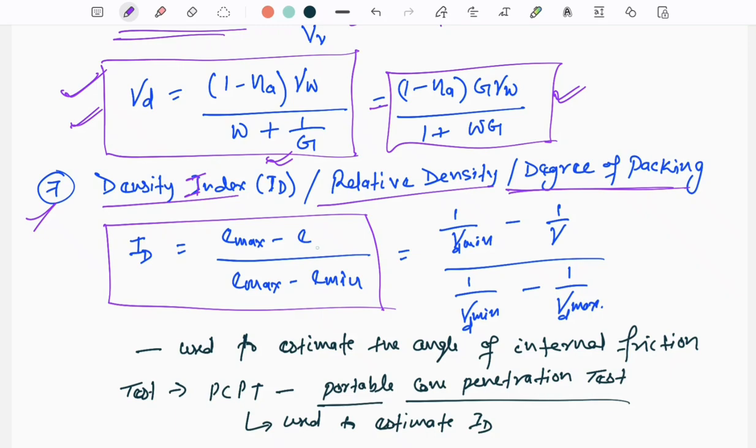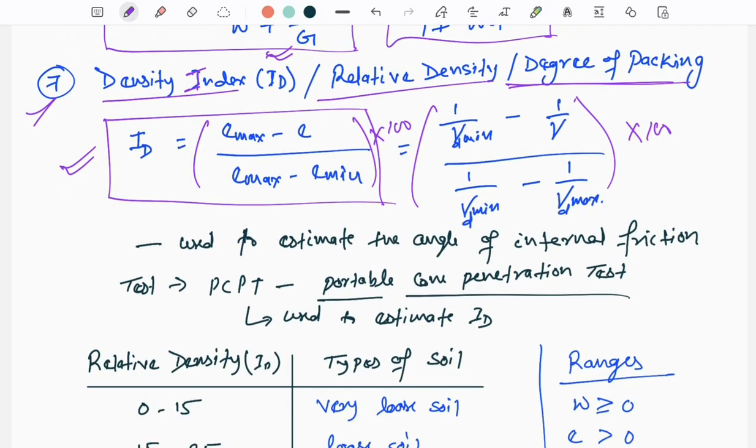is equal to (e max minus e) divided by (e max minus e min). Here e max means void ratio at minimum dry density, e is the natural void ratio of the soil, and e min is the void ratio at maximum dry density. So when density is minimum, you will get the maximum void ratio. When density is maximum, you will get the minimum void ratio, and from this you can get the relative density of the soil. If you want the percentage, you just multiply this factor by 100, and you will get the value in percentage.